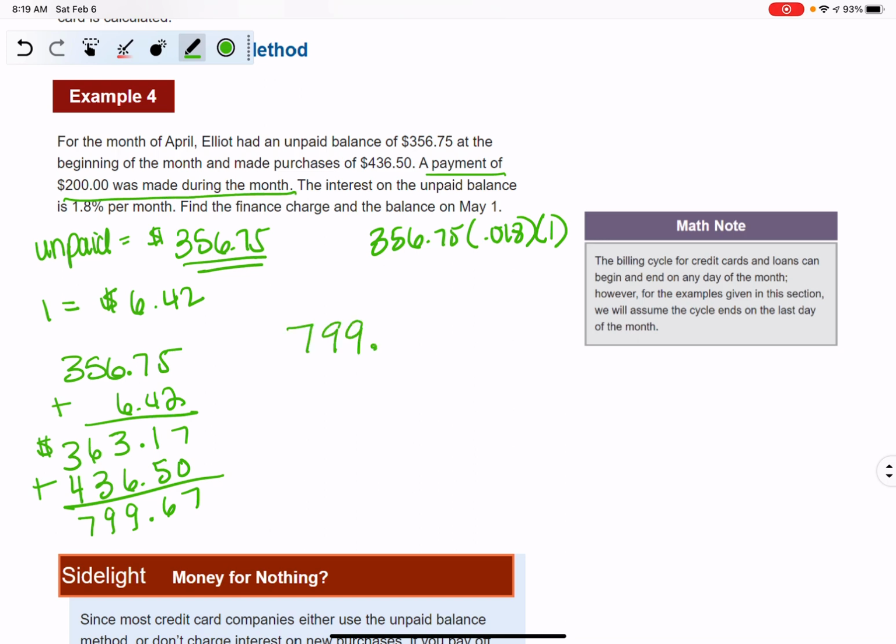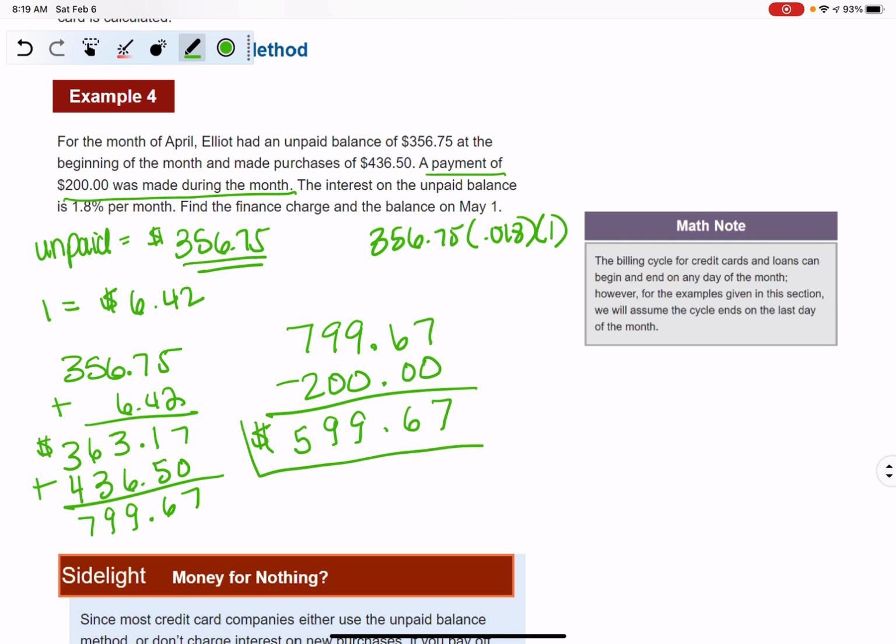So now that they made a payment, we can take that $200 away. Okay, so the new balance will be $599.67. So we found our finance charge, which was what they wanted the first time. And then we used that to find the new balance, okay?